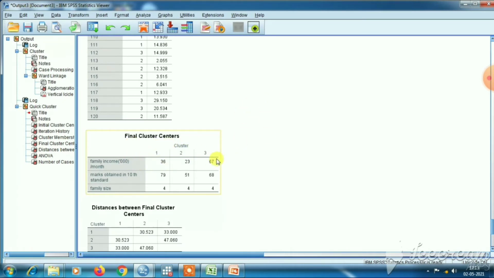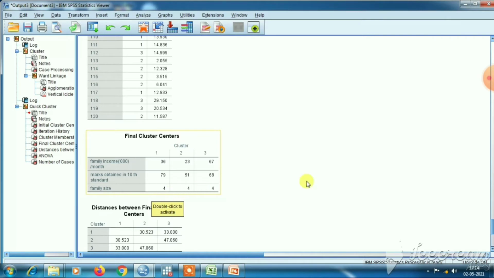The final cluster centers show the 3 clusters derived from hierarchical cluster analysis. With respect to family income, the mean income of the first cluster is 36,000, of the second cluster 23,000, and of the third cluster 67,000. Similarly, marks obtained in 10th standard are highest in cluster 1, second in cluster 3, and third, that is 51, in cluster 2.